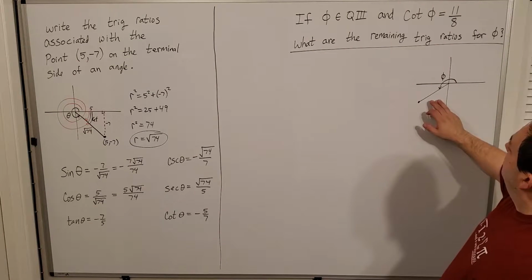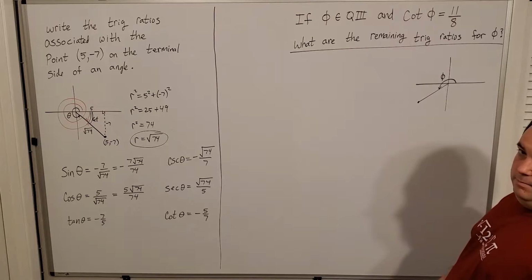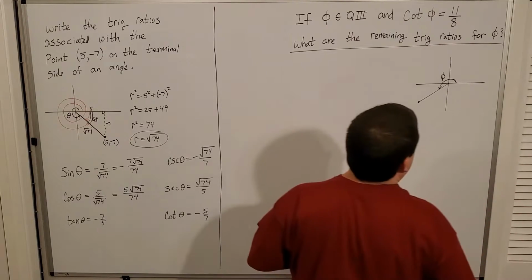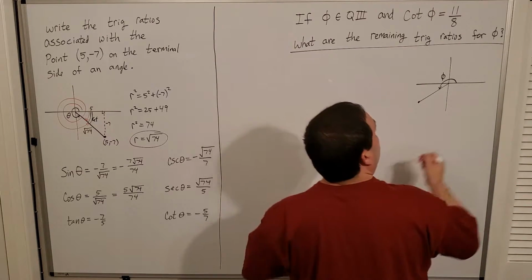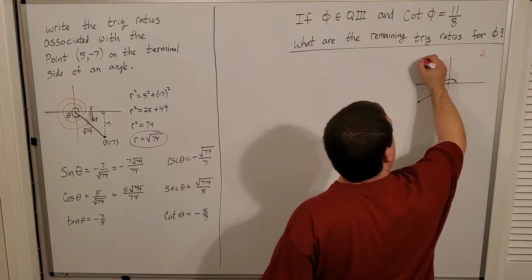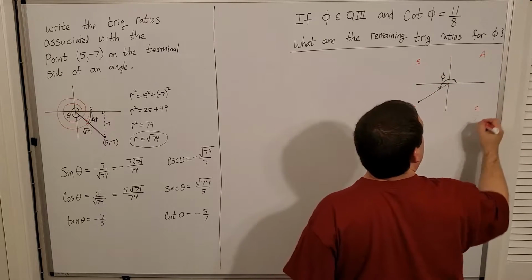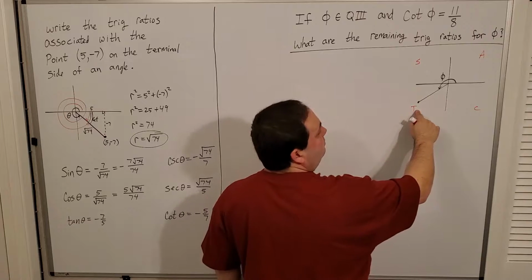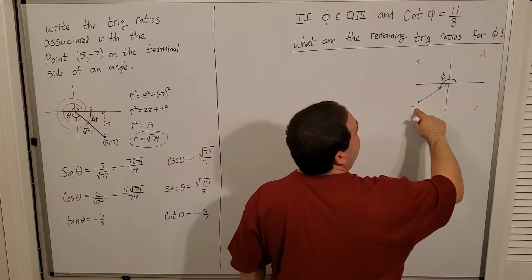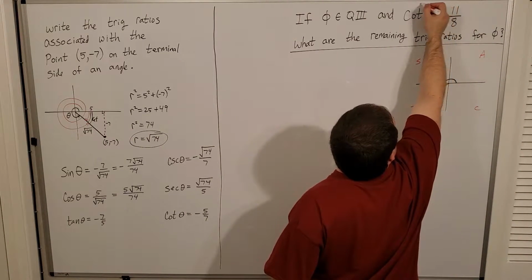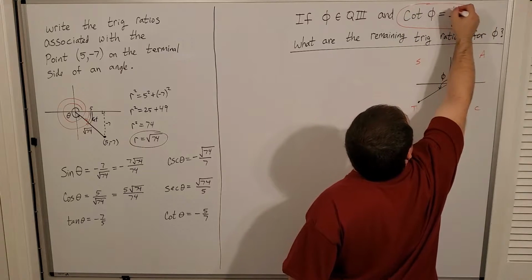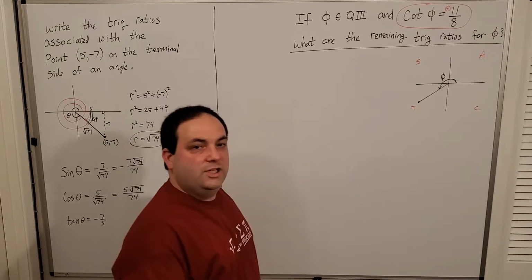Okay, so here I'm in quadrant 3. Remember, we have our little mnemonic, all students take crep. I'm in the tangent quadrant, which means tangent is positive. Also notice cotangent is positive. Cotangent is positive as well.